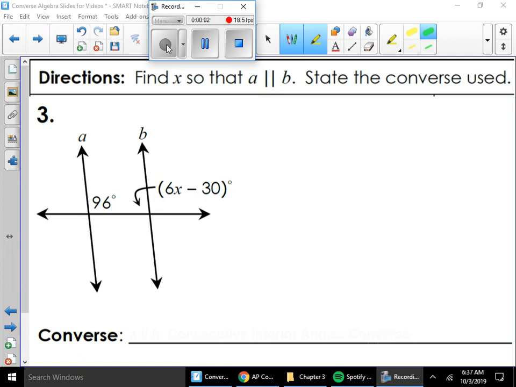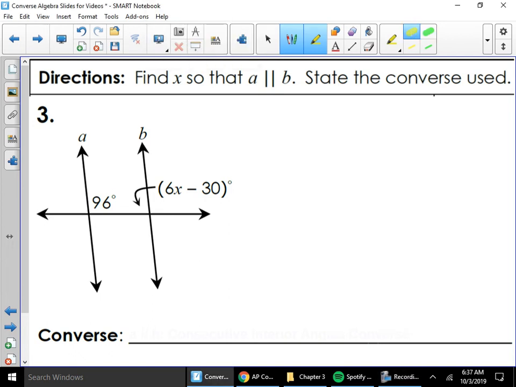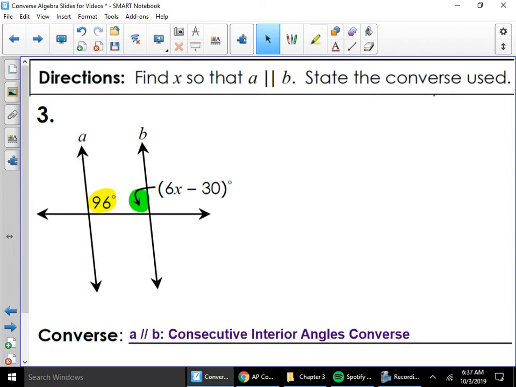So of course, not everything can be equal. If you look at the two angles here that have been marked, those are consecutive because they're on the same side of the transversal and interior to the lines A and B. So if 96 equals 6x minus 30, that wouldn't be anything. That wouldn't tell us that A and B are parallel lines. Instead, what we want, the consecutive interior angles converse, tells us that if those two angles are supplementary, then A will be parallel to B.